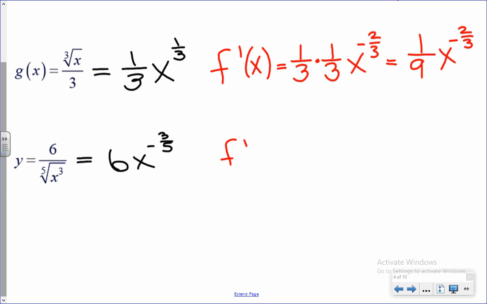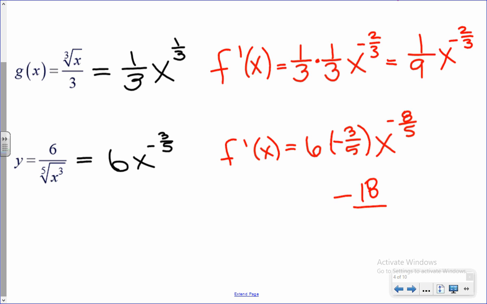Awesome. So the derivative. Okay. 6 stays along for the ride. Our power is negative 3/5, so we bring down the power and we decrease our power by 1. So our power becomes negative 8/5. We have to subtract 1, so 5/5, right? So negative 18/5 x to the negative 8/5. And I am perfectly happy with you leaving it like that or rewriting it if you want. I don't really care.